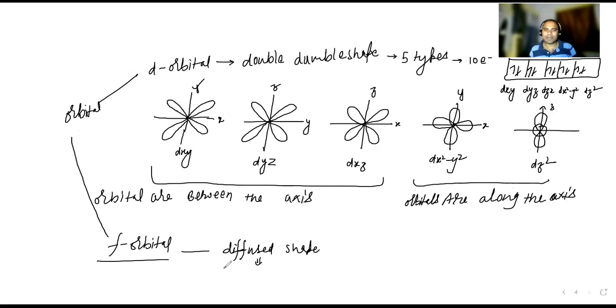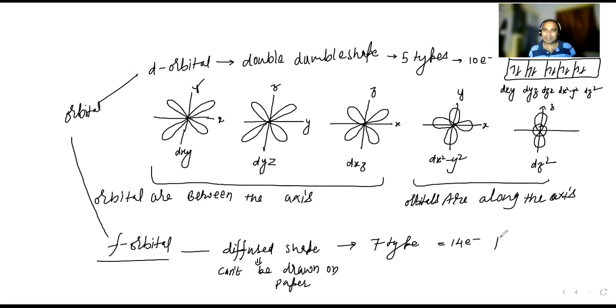Okay, the last one is the diffuse shape. Diffuse shape means what? It can't be drawn on paper. You cannot draw it on paper. That is what the diffuse shape is. How many types? 7 types. So can you guess how many electrons there will be in total? 14 electrons.